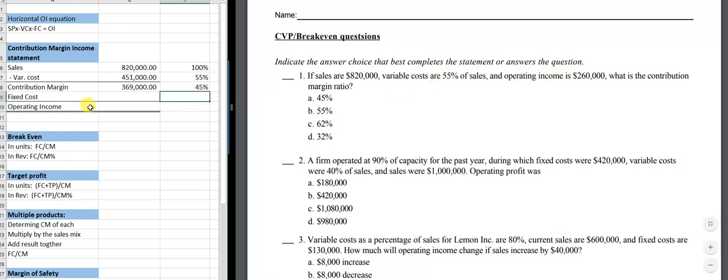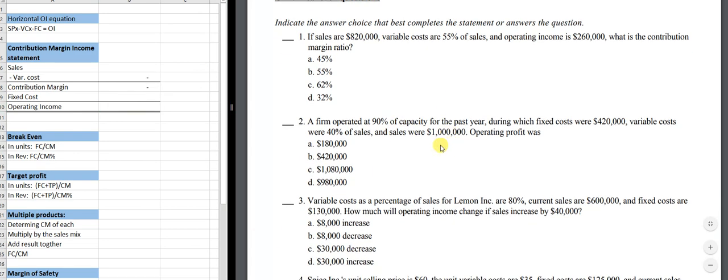It says operating income is $260,000, and so now I can back into my fixed costs. I know that contribution margin minus fixed costs equals operating income. So I could answer a variety of questions based on this information. This is just something for you to practice. Now let's go on to part two.